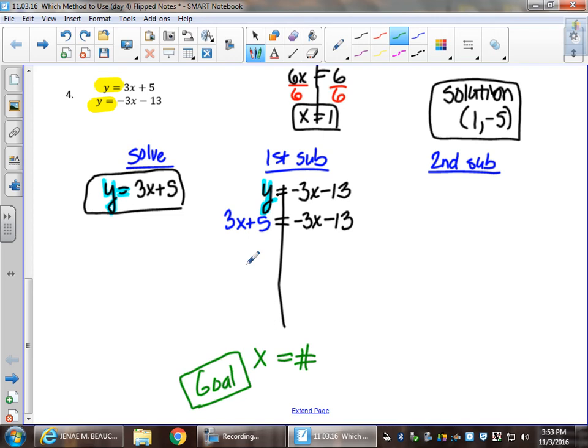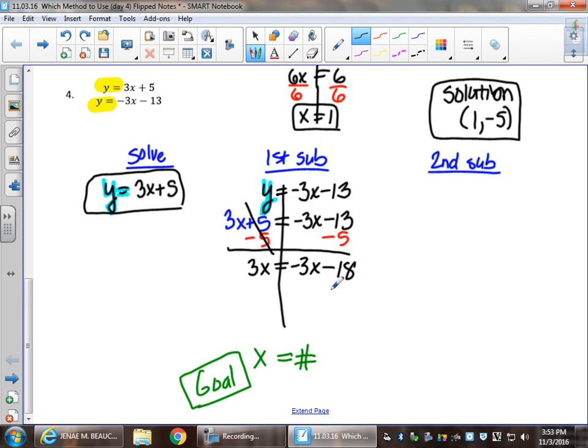On this side, I only want variables. So what does not have a variable? This positive 5. How do we use math to move a positive 5? What's the opposite of adding 5? Subtracting 5. So minus 5 from each side. Draw a line across. This cancels to 0. So now I have 3x equals negative 3x minus 18.